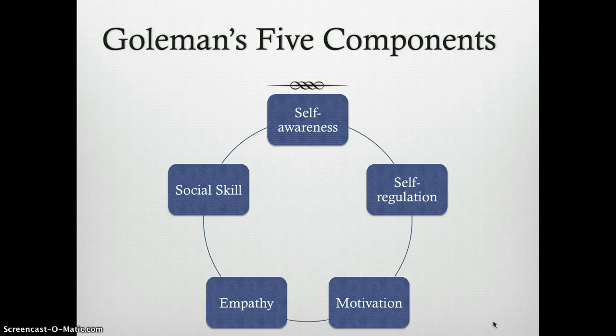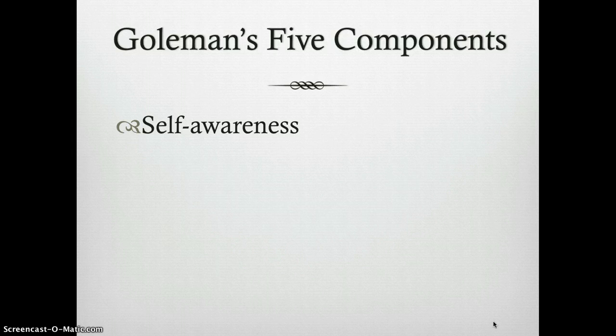Dr. Goleman's 5 key components are self-awareness, self-regulation, motivation, empathy, and social skill. Self-awareness is the recognizing and understanding of one's own emotions and their effect on others, and this can be shown in one's level of self-confidence. Self-regulation is the control of our impulses and moods, and it can be displayed in our openness to change, trustworthiness, and integrity.